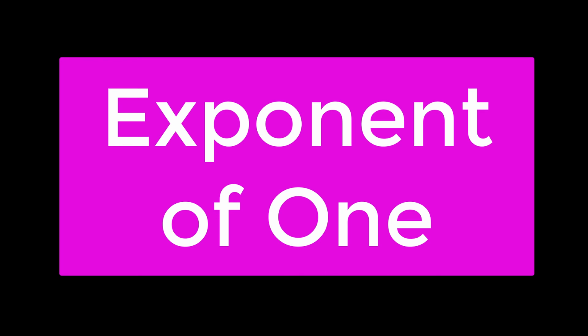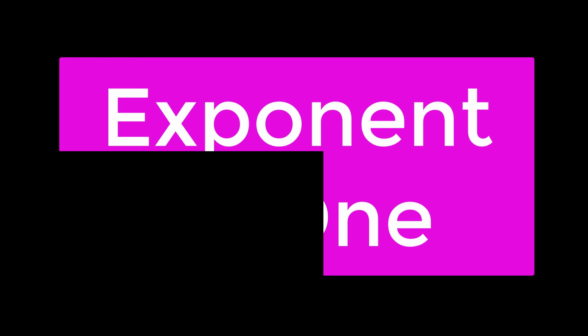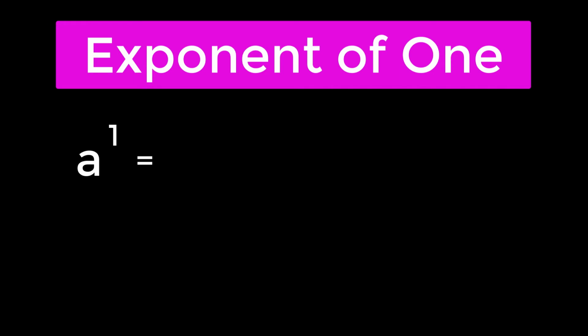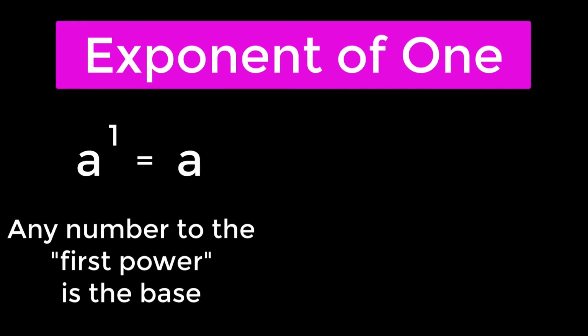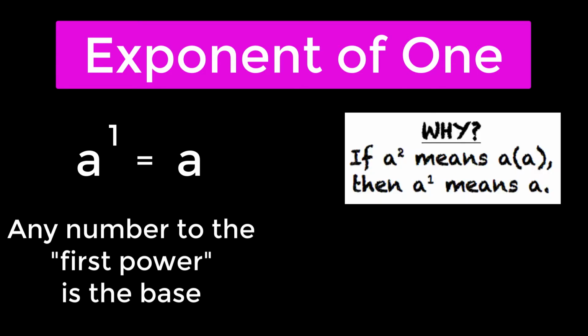Exponent of 1. A to the first power equals a. Any number to the first power is the base. Why? If a squared means a times a, then a to the first just means a.